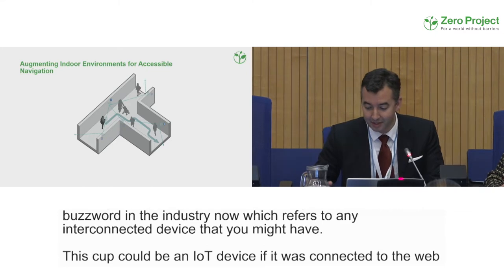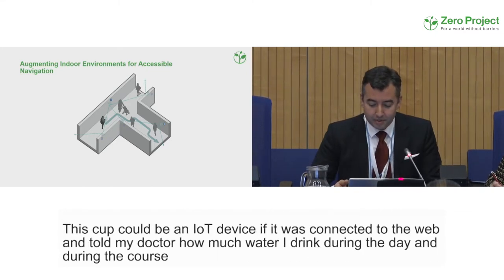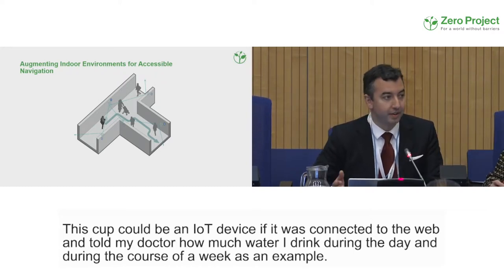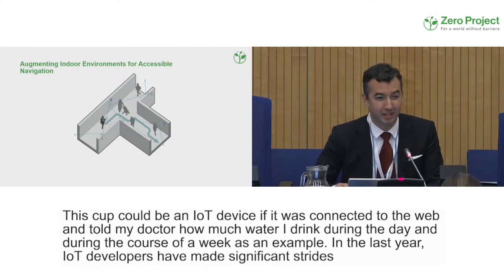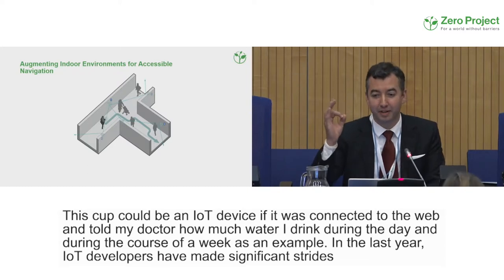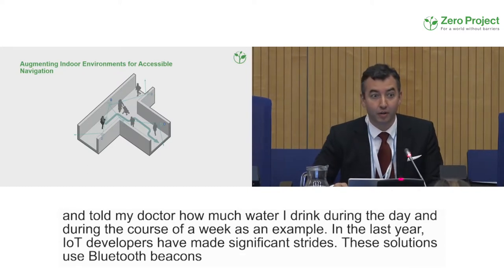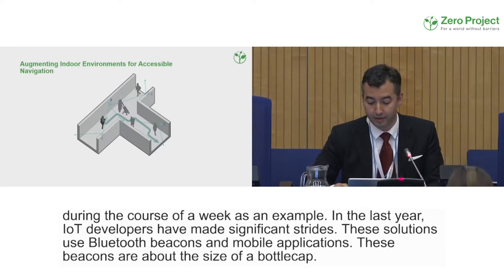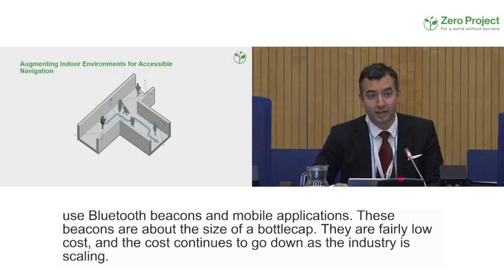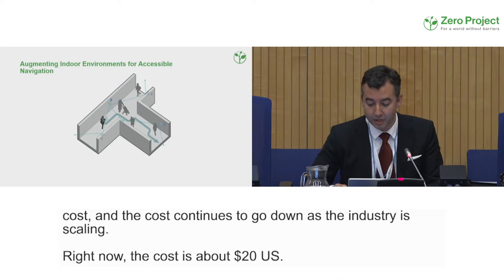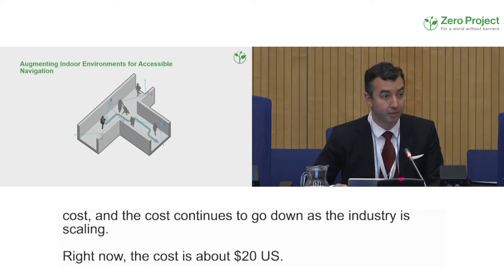just as an example. In the last year, IoT developers have really made some substantial strides in deploying indoor navigation solutions. Now, these solutions use Bluetooth beacons, low-energy Bluetooth beacons, and mobile applications. These beacons are about the size of a bottle cap. They're fairly low cost, and the costs of the beacons continue to go down as the industry is scaling. Right now, the cost is about $20, around 20 euros per beacon, which I know in many cases is beyond the financial reach of organizations in low and middle income countries.